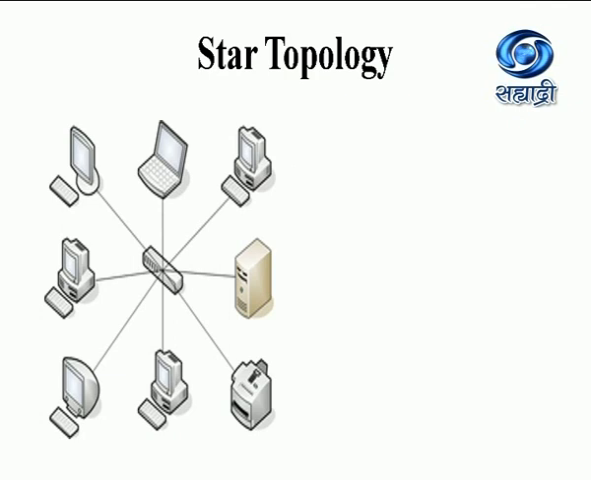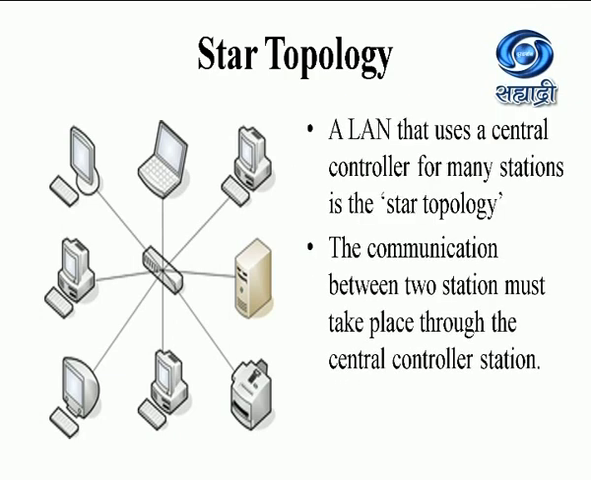So let's start with the star. Star topology is a LAN that uses a central controller for many stations. And the communication between two stations must take place through the central controller station. So in this topology, the central controller is there and all the connections are connected to that central controller.